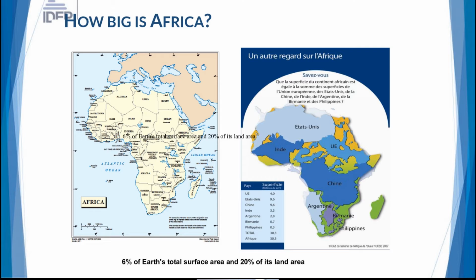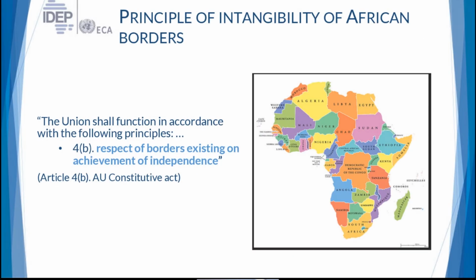And this will have an implication in terms of land and land resources, meaning that the biggest continent might have also a lot of land resources, forest resources, minerals, and others.